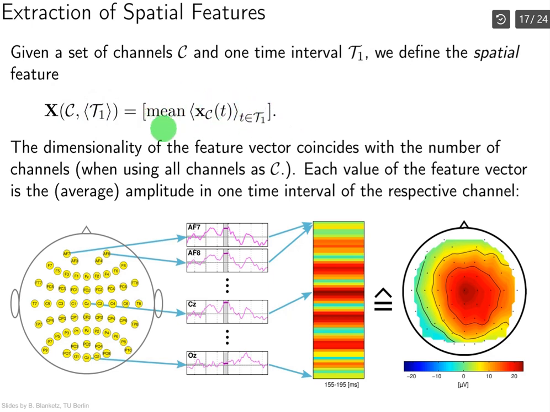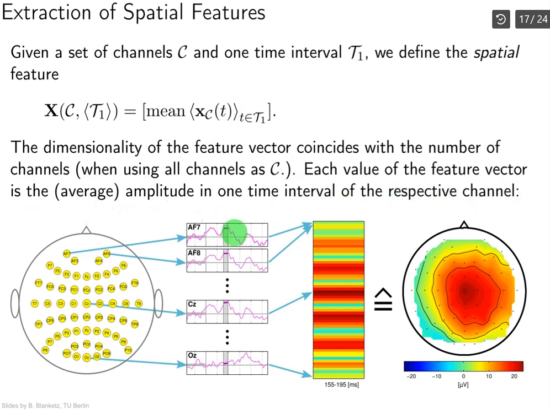So we can take the mean across the time interval. Here, this is a set of channels, not a single one. And the dimensionality of the spatial feature vector coincides with the number of channels. We are performing averaging, taking the mean across the time interval, so we get one value. And then each value of the feature vector is the average amplitude in one time interval of the respective channel.